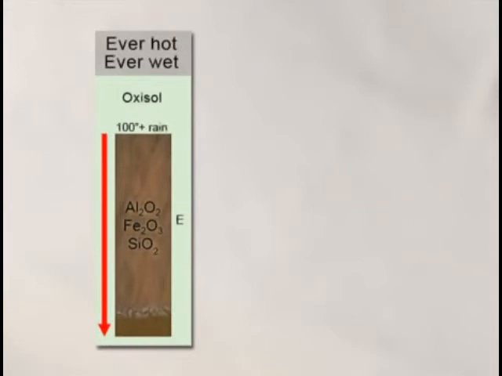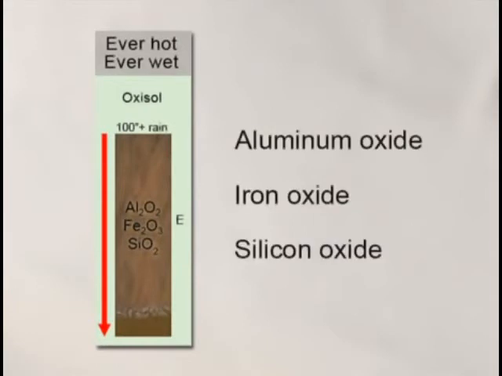Oxisol, all it is a mixture of 3 oxides, aluminum, iron, and silicon. That's all it is. Question, where are the clay minerals? There are none. Why not? The intensity of the weathering in the tropical climate, because of the extreme temperature and the extreme precipitation, even the clay minerals decompose. That's where the aluminum and the silicon came from. You see, so you don't have the clay minerals.